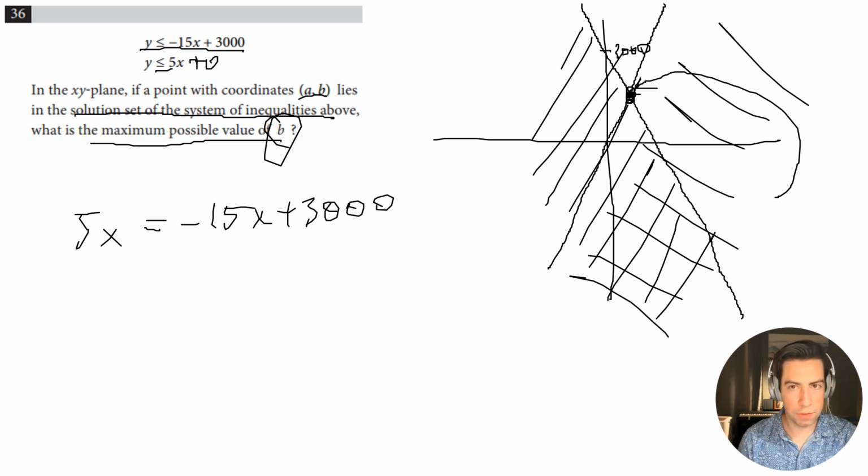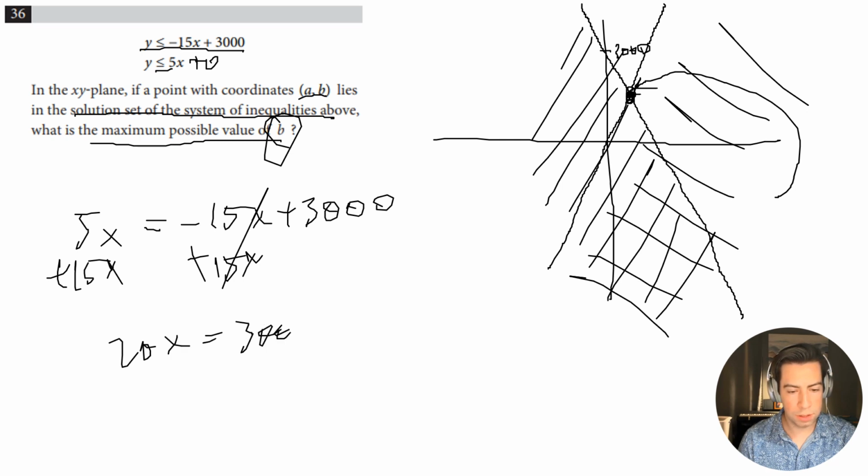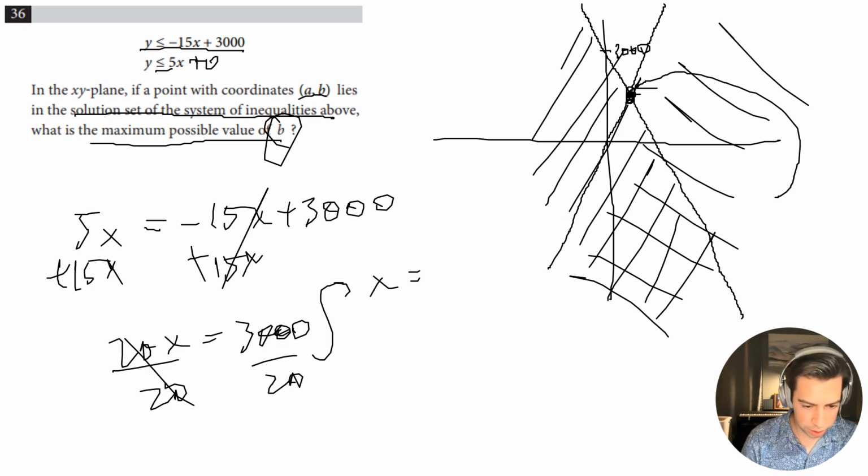I can go ahead and solve for x here. So I will add 15x to both sides. I'll get 20x equals 3,000. Then I'll divide both sides by 20. And I will have x equals, and let's go ahead and divide this here, 3,000 divided by 20. It's going to be 150.